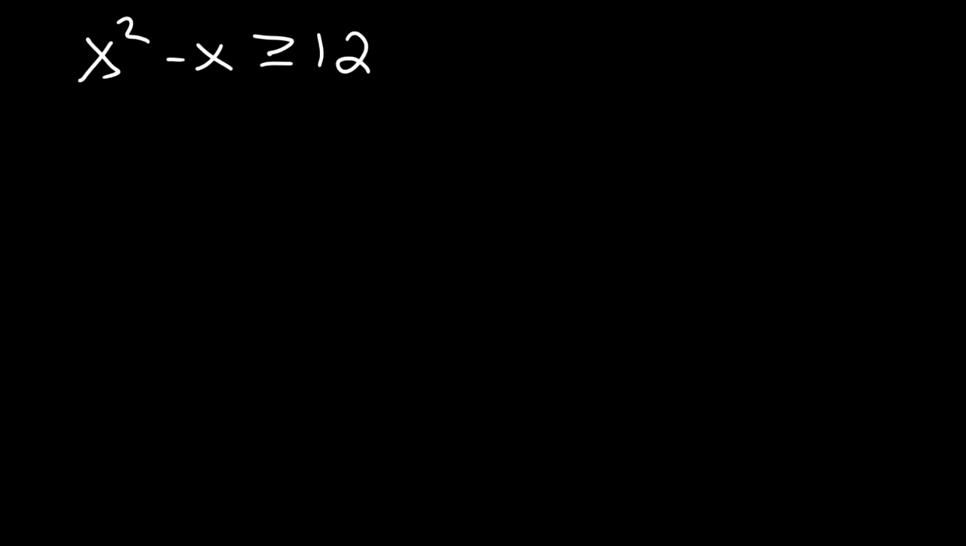What is the solution? Now, when dealing with an equation, x is equal to a specific number like 4, 7, -2, 0. But when dealing with inequalities, x is equal to a range of answers. And so we have to take a different approach. The first thing we need to do is get a 0 on one side of the inequality. So let's subtract both sides by 12. x squared minus x minus 12 is greater than or equal to 0.